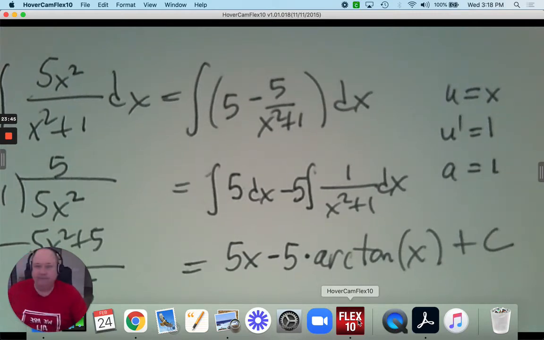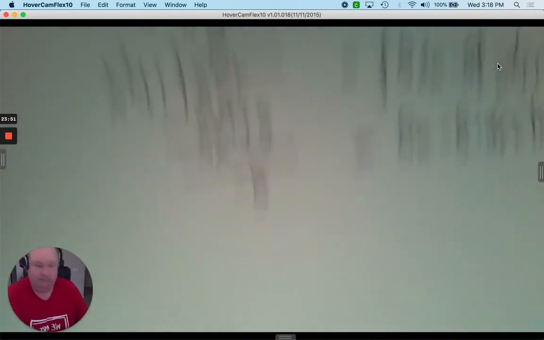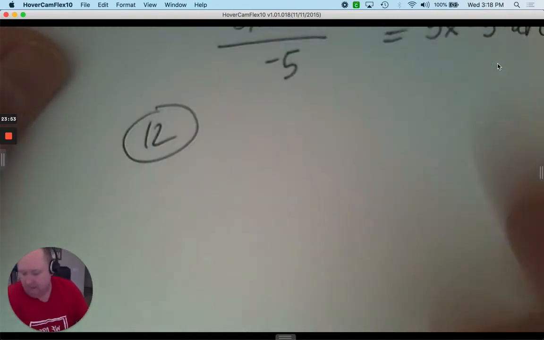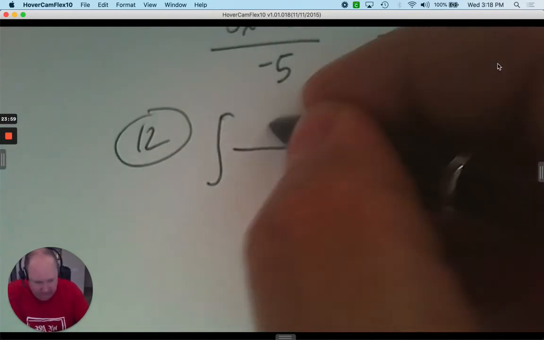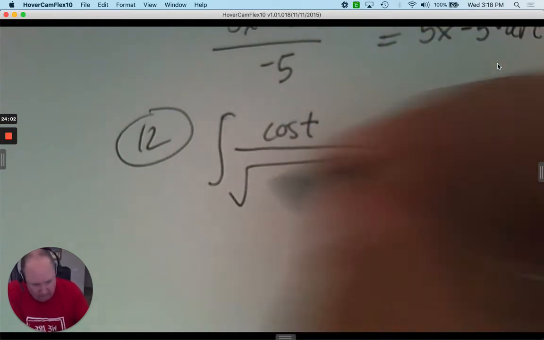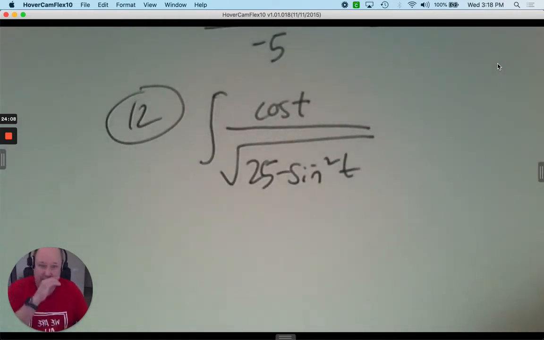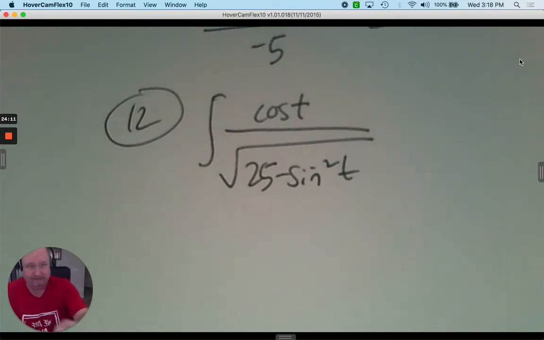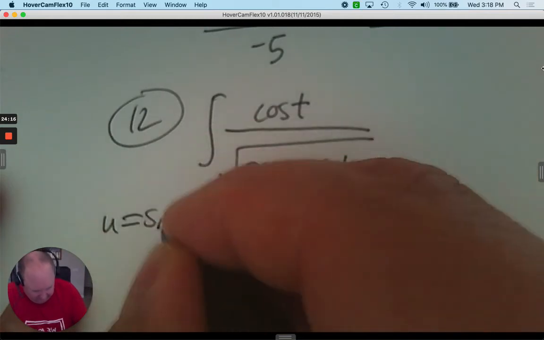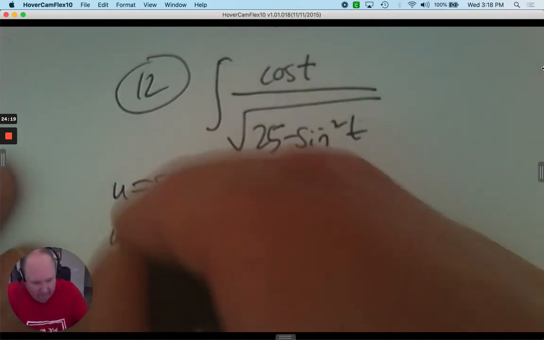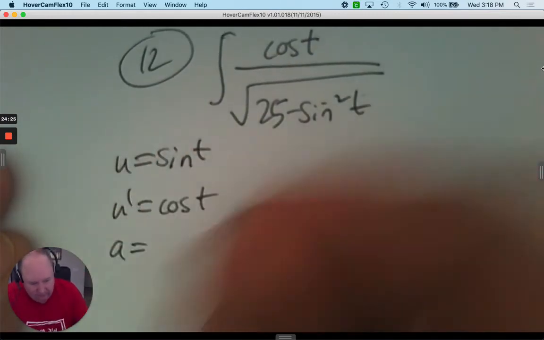Number 12. In number 12, again, we just have to enjoy the puzzle of this. Cosine t over the square root of 25 subtract sine squared t. So when I see square root and subtracting in the denominator, I think arcsine. Let's see. So if that's true, u would be the square root of that, which is just sine. The derivative of sine is cosine. And then a is the square root of 25, which is 5.